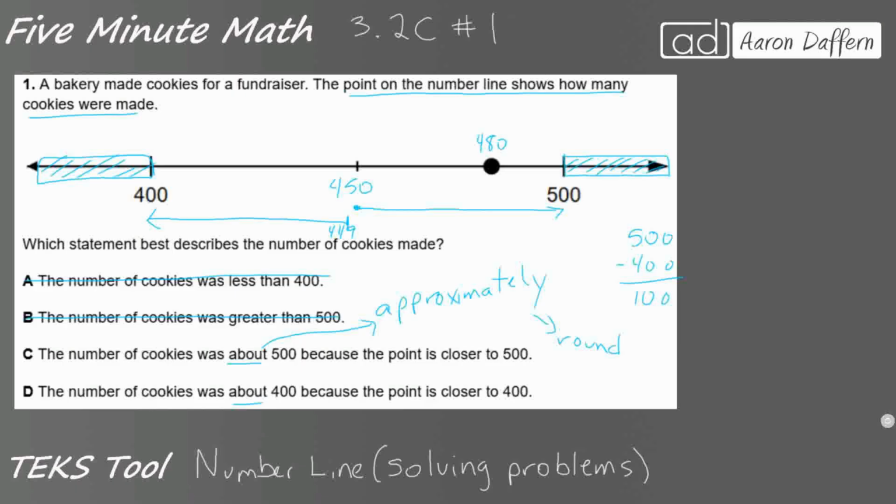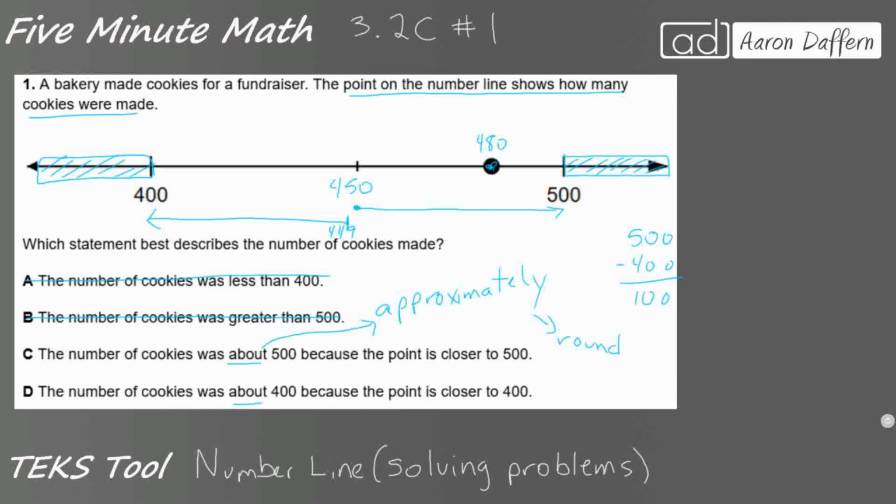Sometimes it will be the nearest 10. The number of cookies is about 500 because the point is closer to 500. Well, it definitely looks like this point is closer to 500. Let's check D. The number of cookies is about 400 because the point is closer to 400.